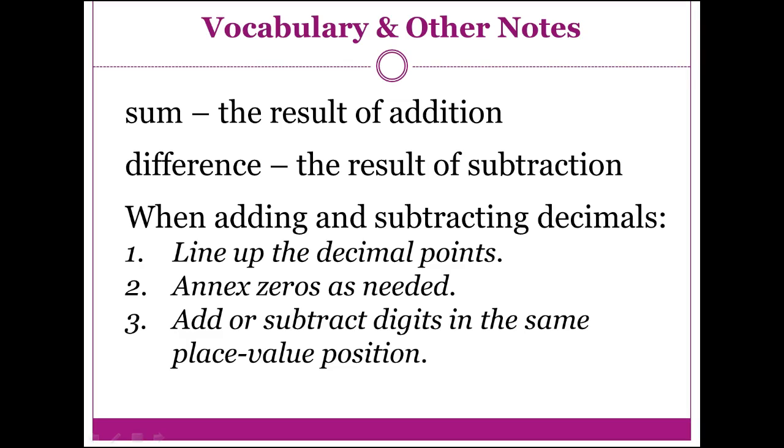Today's vocabulary: sum, the result of addition; difference, the result of subtraction. When adding and subtracting decimals, you first must line up the decimal points. You do this in order to keep the place values aligned, so you're adding tens to tens and ones to ones and tenths to tenths and so on. Second, you will annex zeros as needed. This means you'll just fill in zeros at different places in the problem to help you keep everything aligned. Then you will add or subtract digits in the same place value position, just as you've learned to do before.